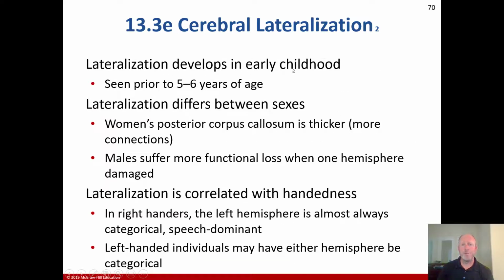Now, lateralization develops in early childhood. It's seen prior to 5 to 6 years of age. Lateralization differs between sexes. Women's posterior corpus callosum is thicker, with more connections. Males suffer more functional loss when one hemisphere is damaged. Lateralization is correlated with handedness. In right-handers, the left hemisphere is almost always categorical, speech dominant, and left-handed individuals may have either hemisphere be categorical.